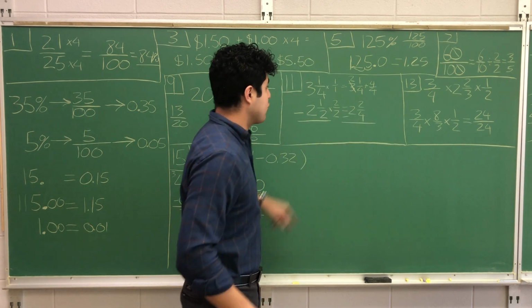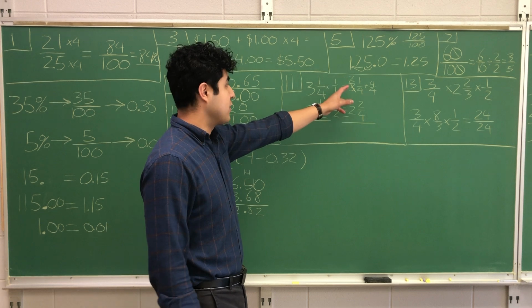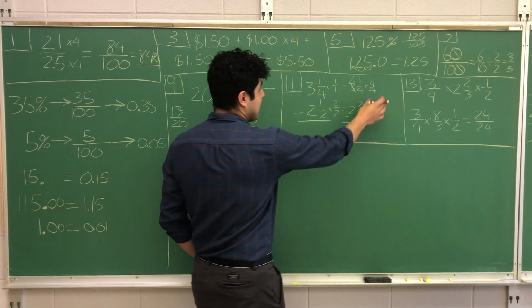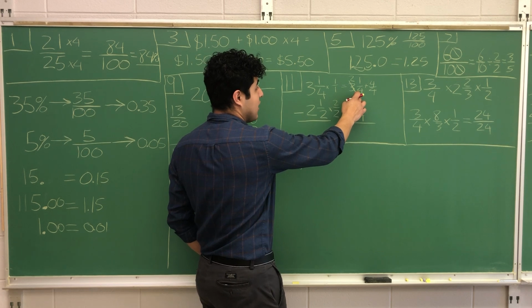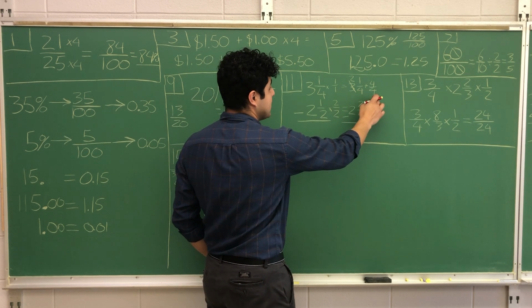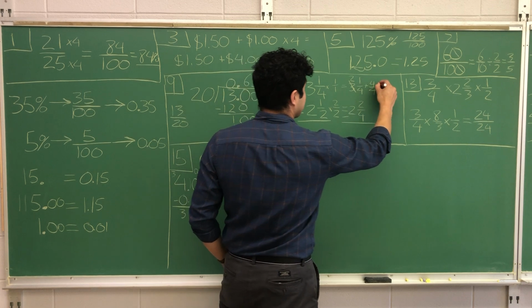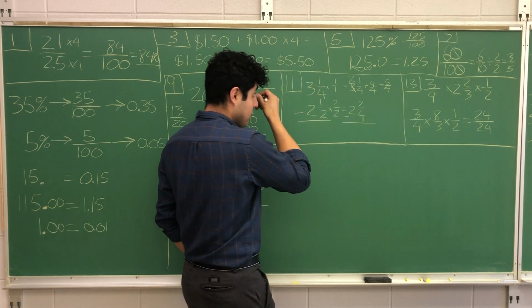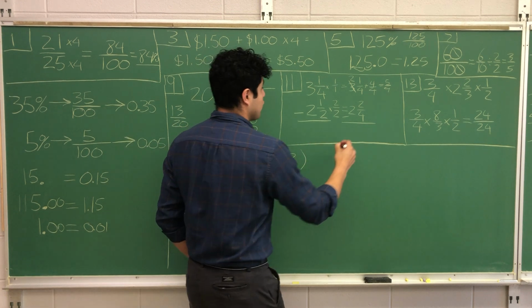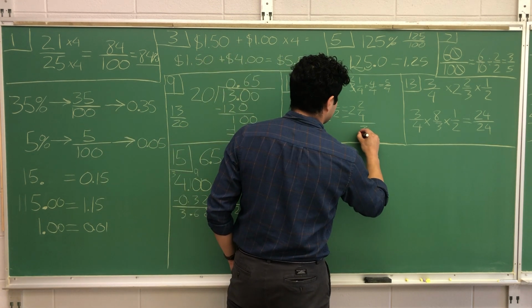Now 4 over 4 equals 1, and that's the one I got from the 3. But I need to represent it as a fraction in order to add it to this fraction. Remember, they have to have common denominators. So I can go ahead and add those. So now I've got 5 over 4 minus 2/4, which gives me 3/4.